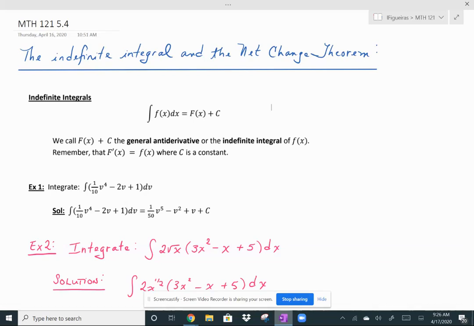Hi, this lesson is about the indefinite integral and the net change theorem. So an indefinite integral is where we'll start. An indefinite integral looks like this. It looks like the definite integral, except it doesn't have limits.